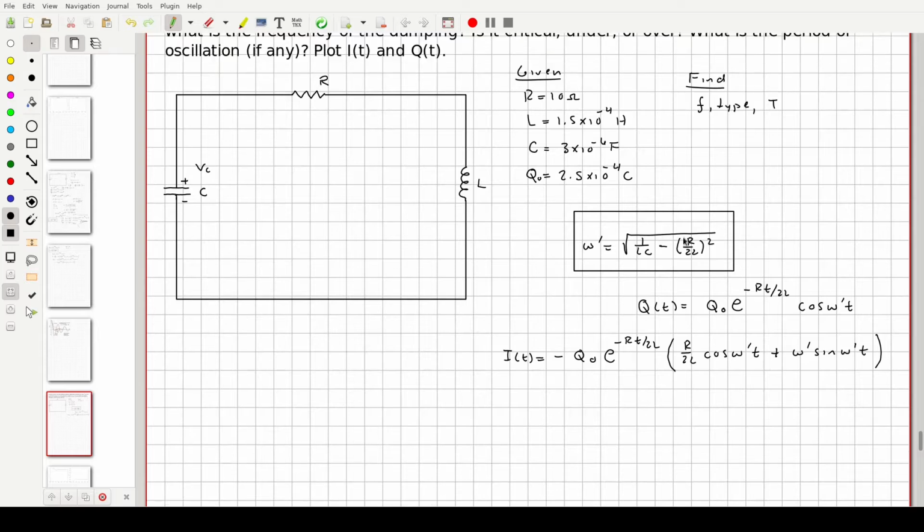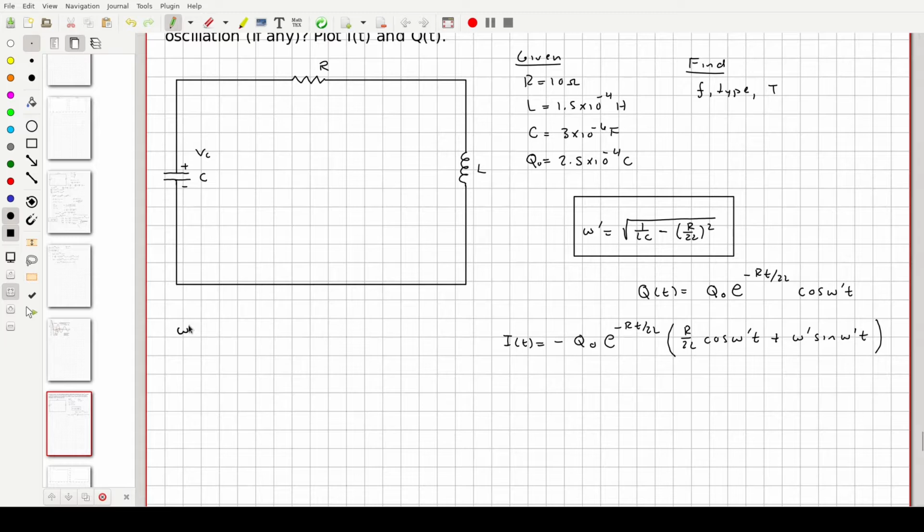And the behavior of omega is going to tell us whether or not we're dealing with an over, under, or critically damped circuit. So omega prime is equal to the square root of 1 over LC. L is 1.5 times 10 to the minus 4th henries. C is 3 times 10 to the minus 6 farads. Now, then we're subtracting R over 2L squared. That's 10 ohms over 2 times 3, whoops, sorry.